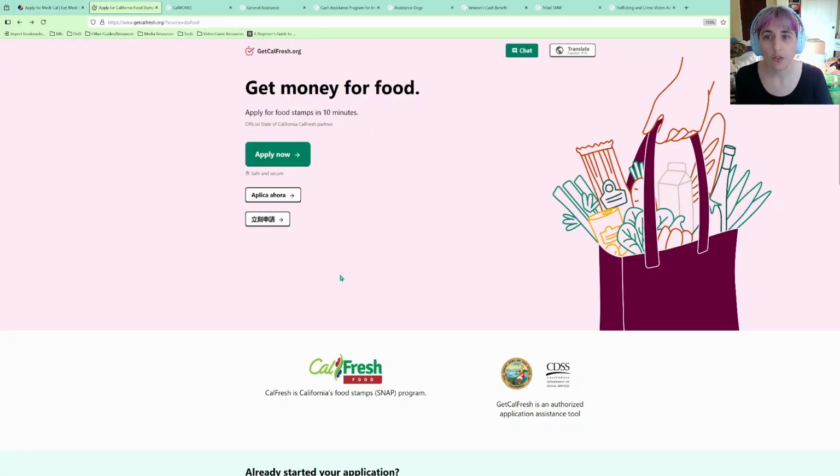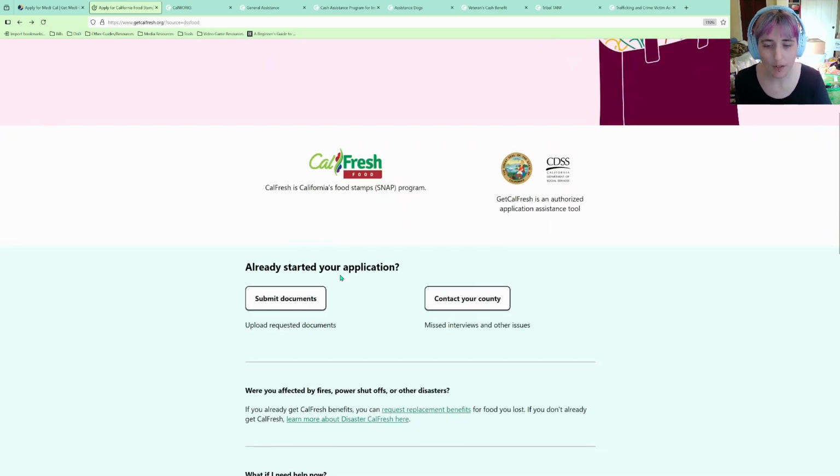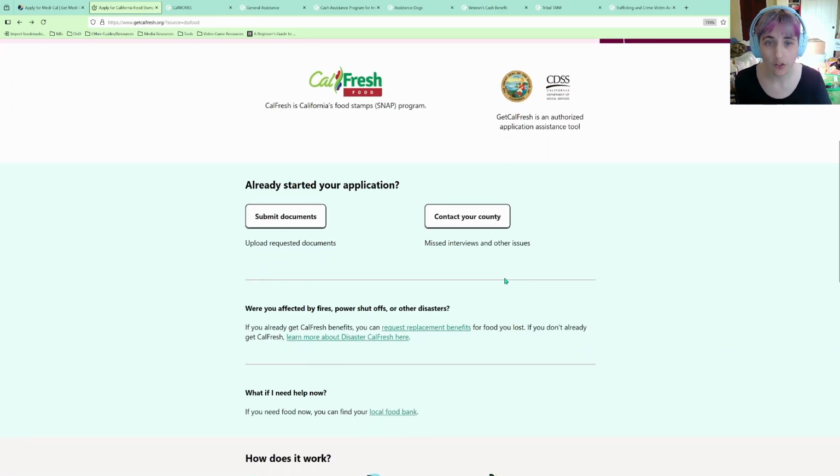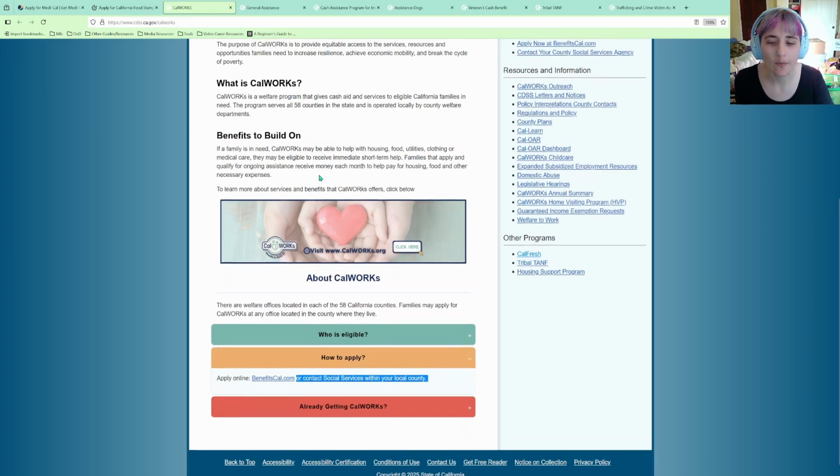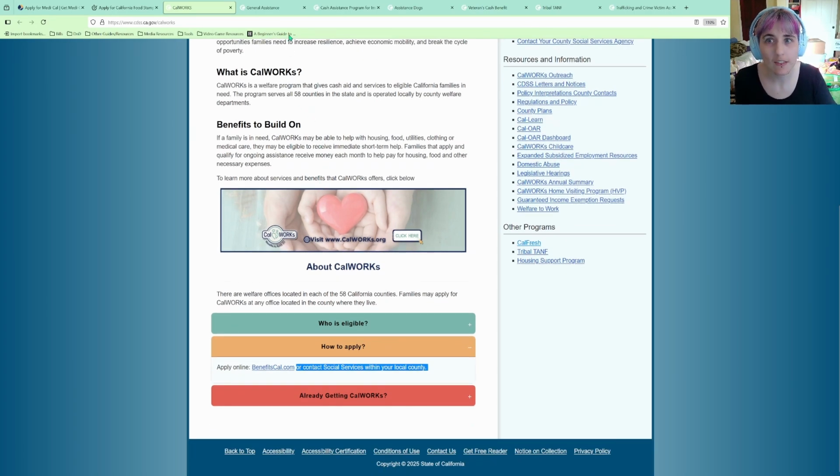For CalFresh, you can go to getcalfresh.org and apply online through their own separate online application program. And you can also contact your county office. It'll usually be the same office as Medi-Cal, so some kind of social services office. For cash aid, as mentioned, there's multiple programs, and each program has its own process, but generally there is a running theme of contacting your local county for further assistance and to apply.